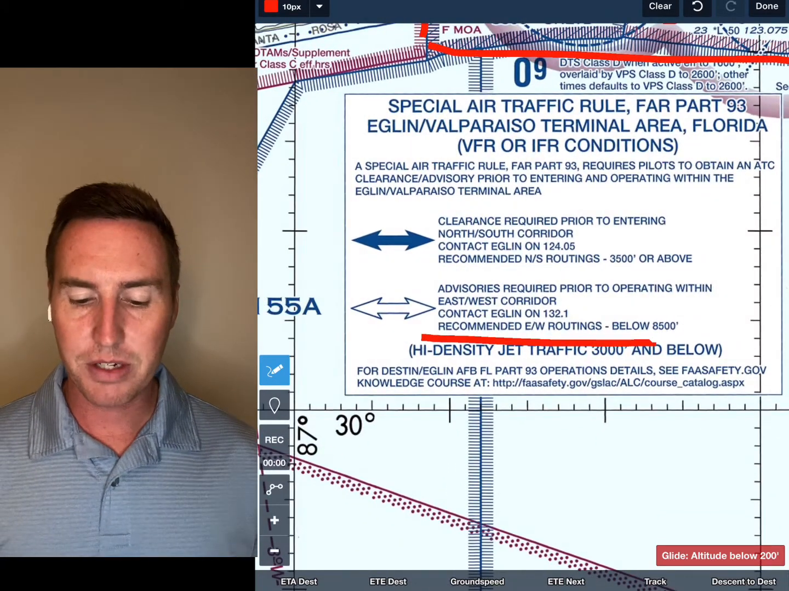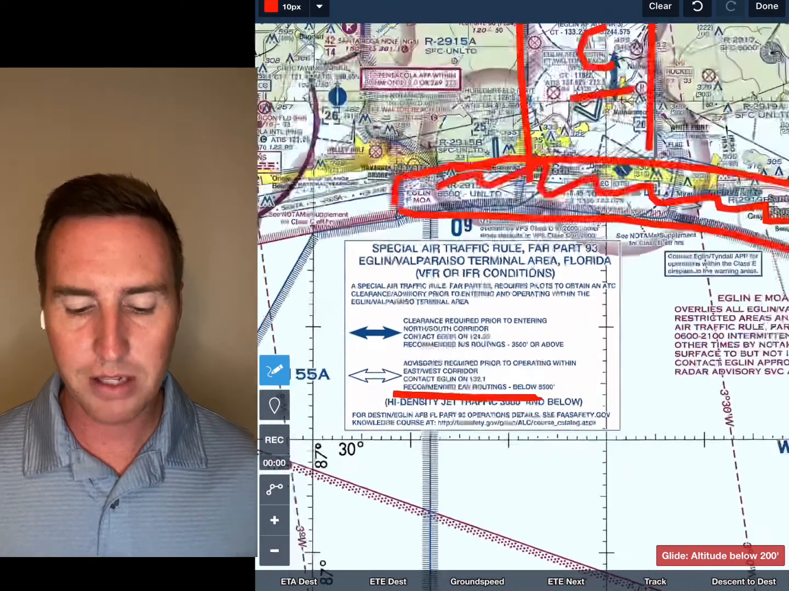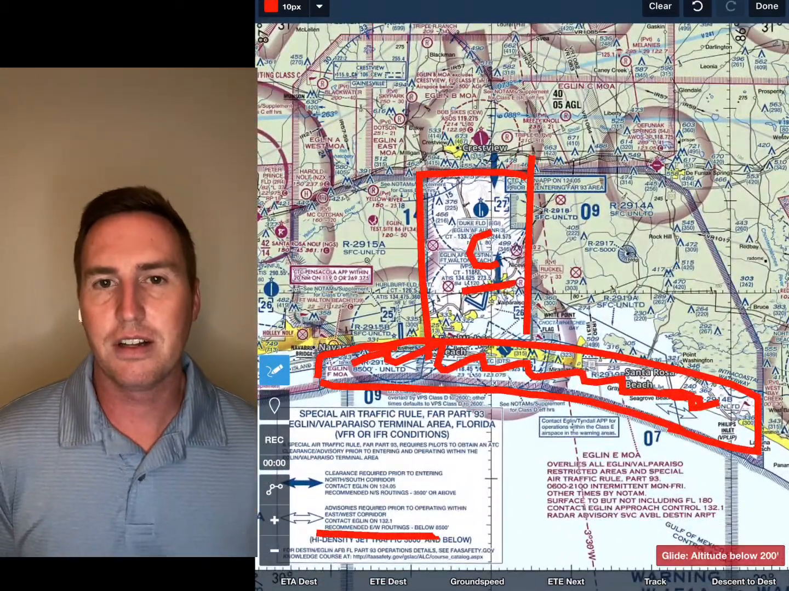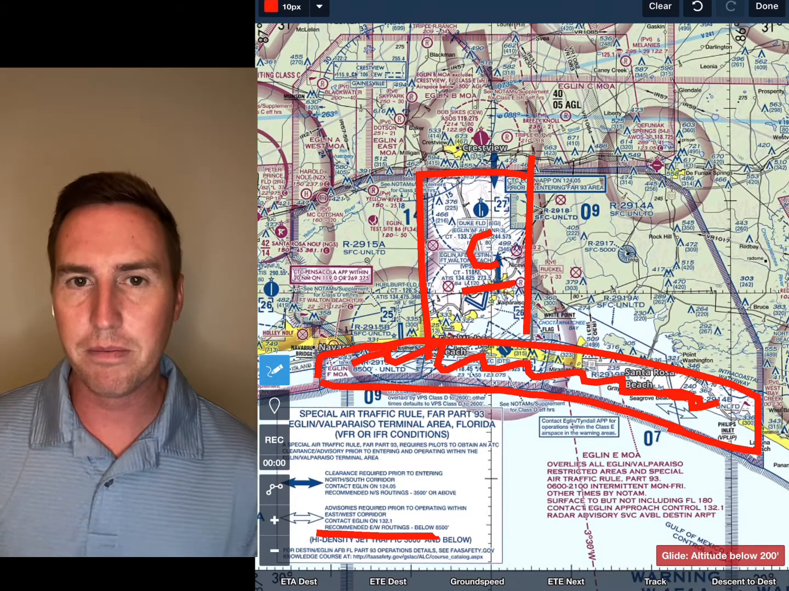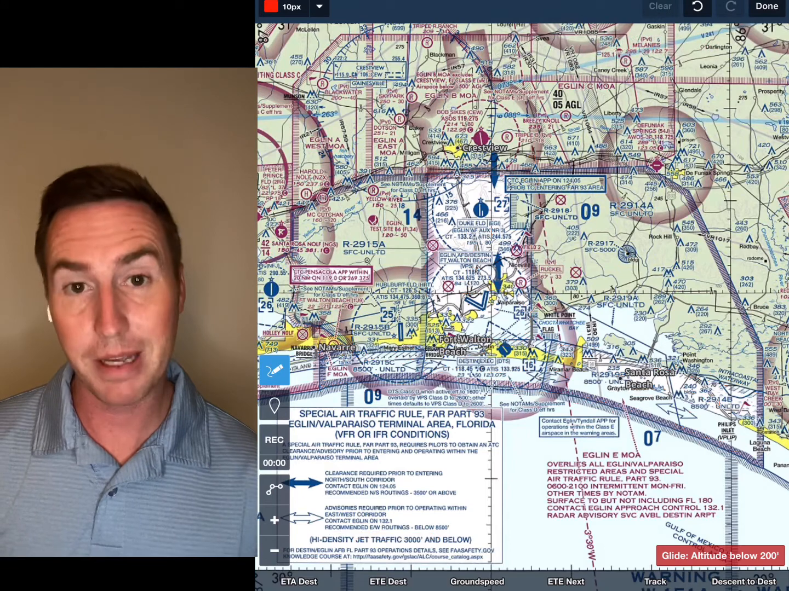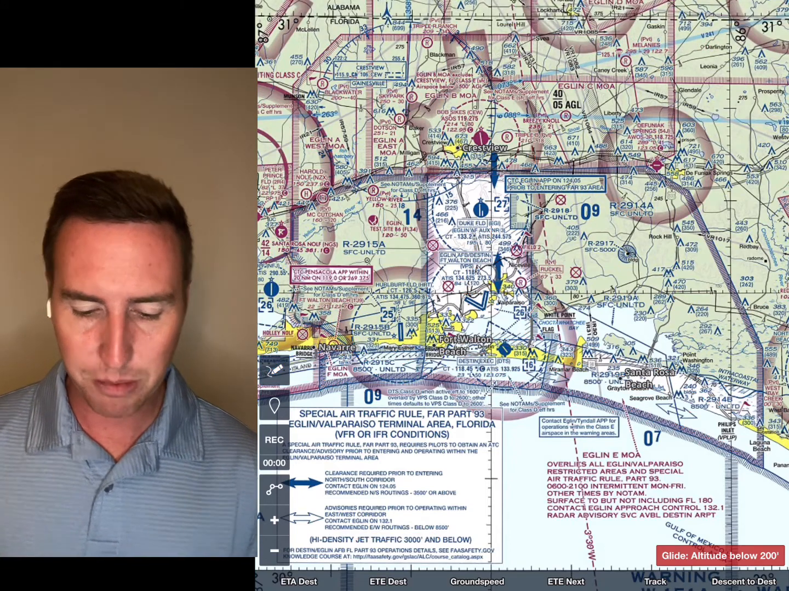This special air traffic rules area is in place right there just because it's a very busy airspace, and it's not like a typical Class Charlie, but it basically has its own set of rules, if that makes sense. Okay, so that's the special air traffic rules area.